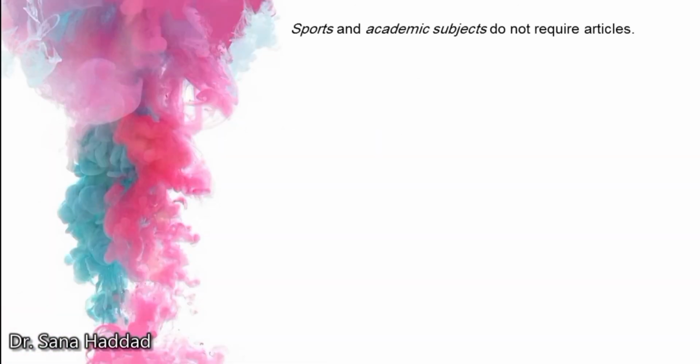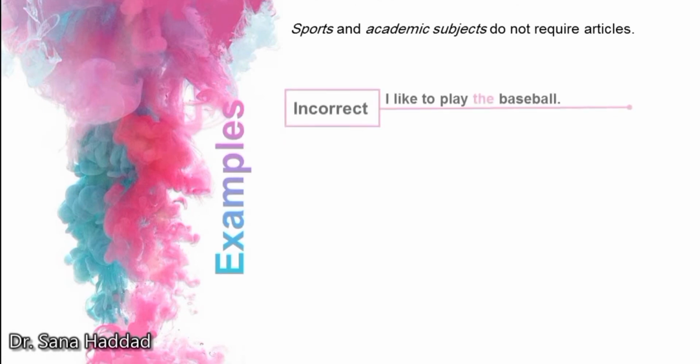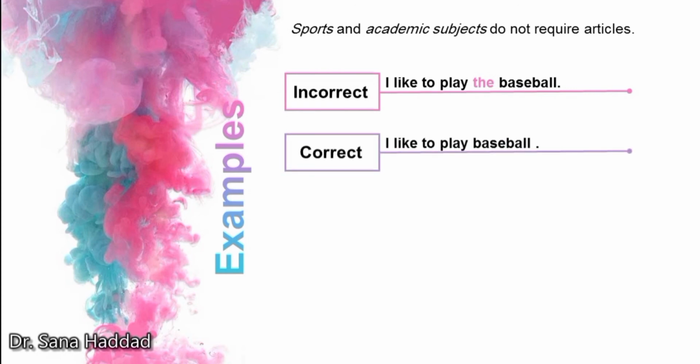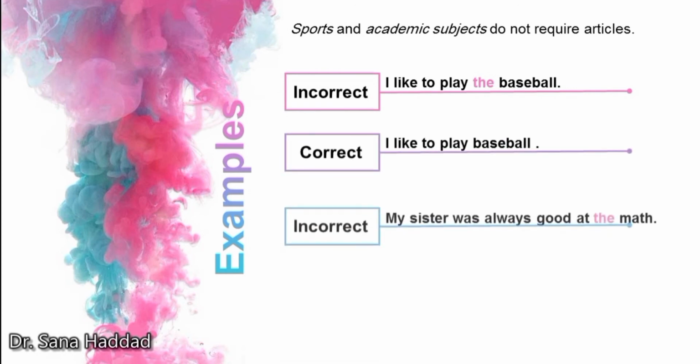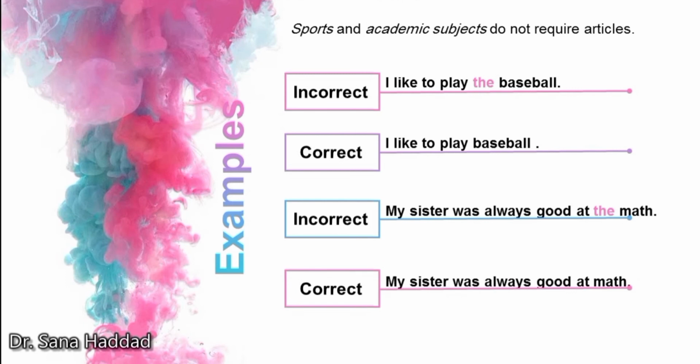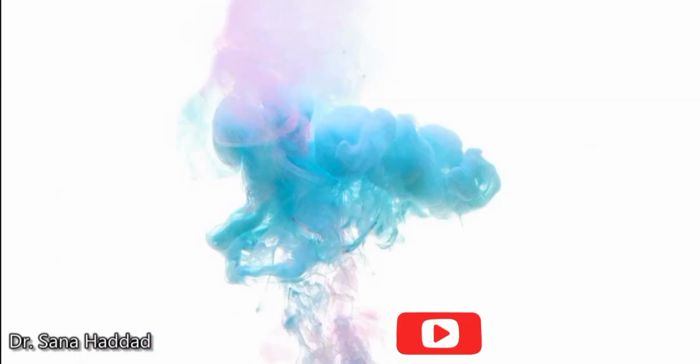Sports and academic subjects do not require articles. For example, it's incorrect to say, "I like to play the baseball." Instead, we say, "I like to play baseball." It's also incorrect to say, "My sister was always good at the math." Instead, we say, "My sister was always good at math."